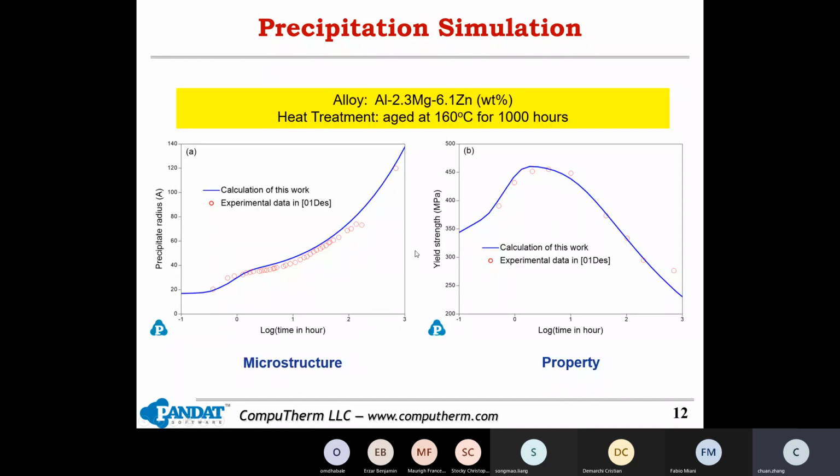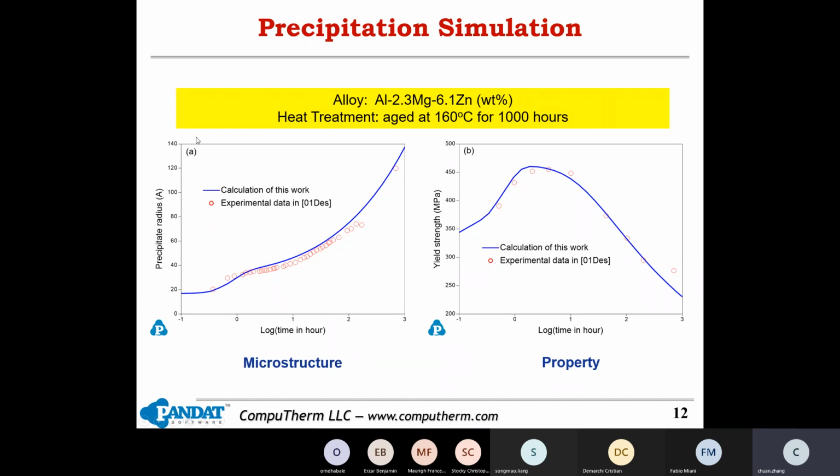Actually, next I will just give you an example. Use this precipitation simulation of the 7-substance aluminum alloy as an example to demonstrate the valuable applications of the PAN precipitation module in alloy design development. So this slide just shows the precipitation simulation for this aluminum alloy under this heat treatment condition.